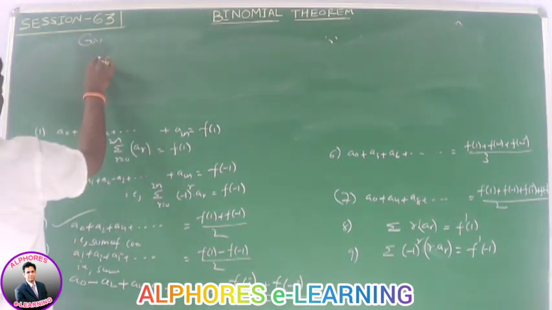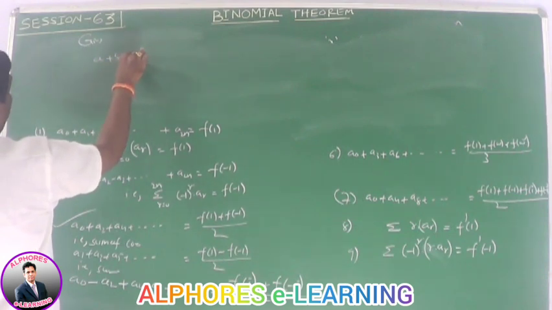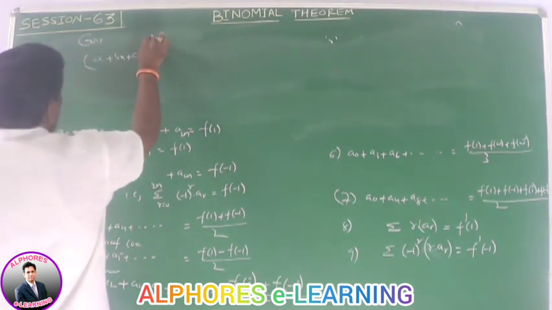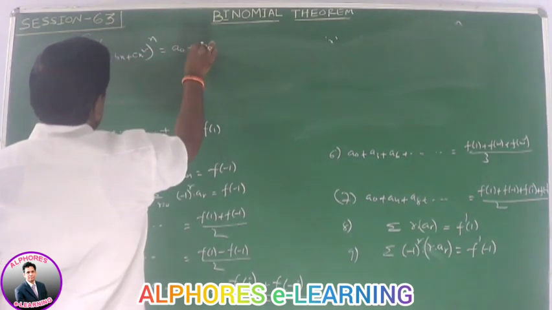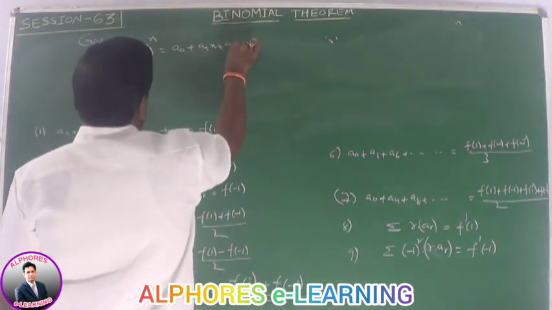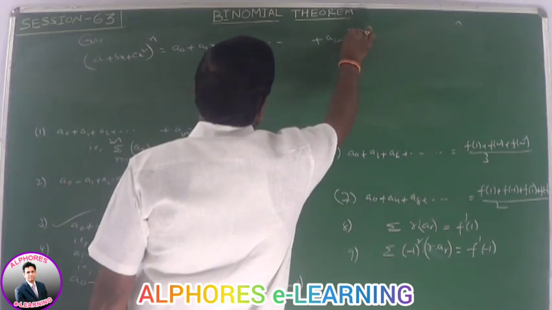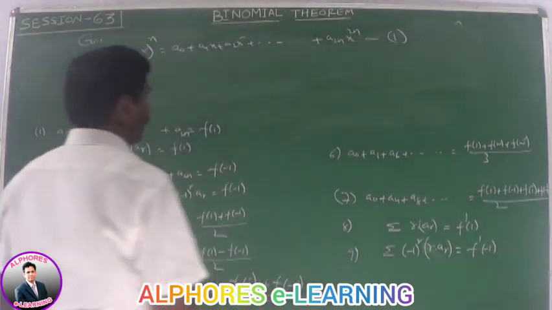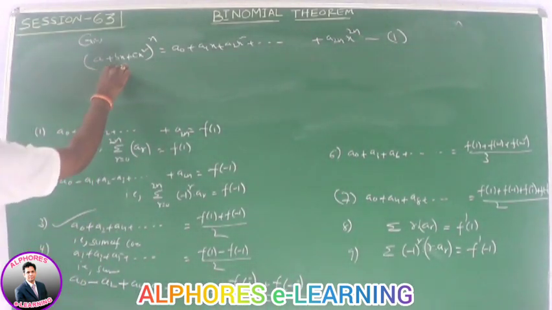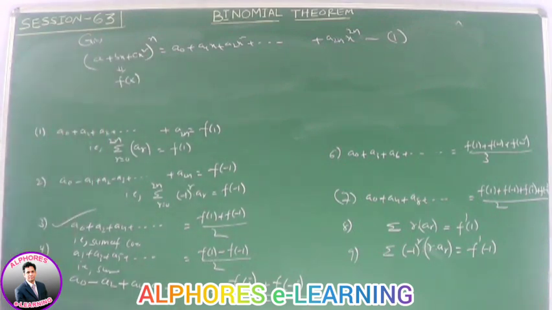What is the multinomial? (a plus bx plus cx square) whole power n is equal to a naught plus a1x plus a2x square plus so on, a suffix 2n into x power 2n. It is the given multinomial. This value is nothing but simply f of x.